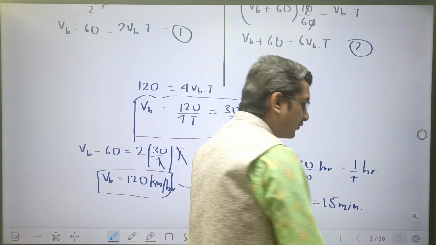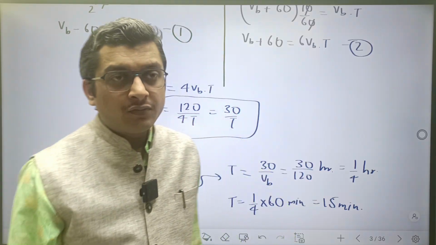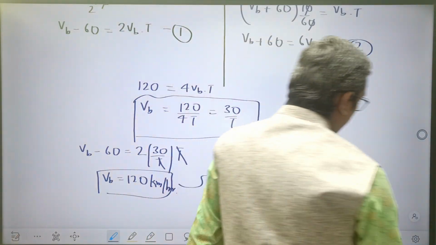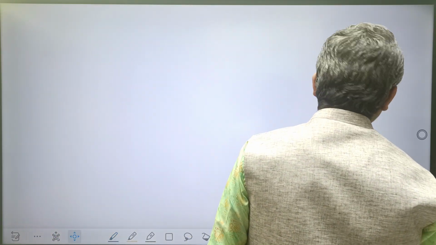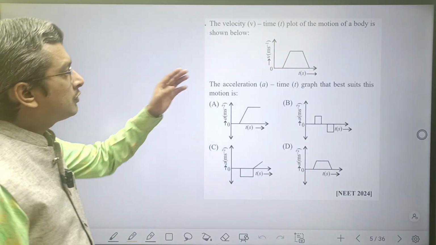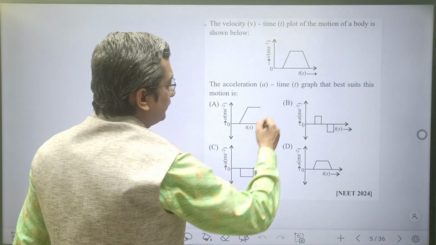So next question. So actually this question is given in NCERT. If not in the latest one, then in earlier NCERT, old NCERT, you will get this question. So next question is, the velocity time plot of the motion of a body is shown below, and we have to find its acceleration time graph.